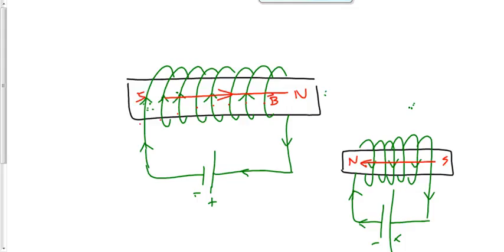Yeah, you up the current, basically. You have a bigger potential difference, which causes more electrons to flow through there, a stronger electric current, which is going to produce a stronger magnetic field, and it's going to produce a stronger magnet. Okay?